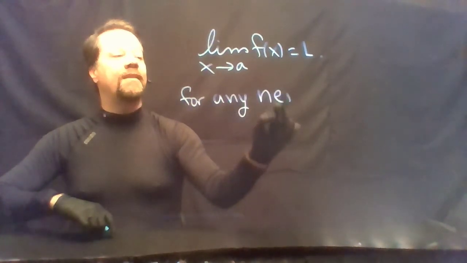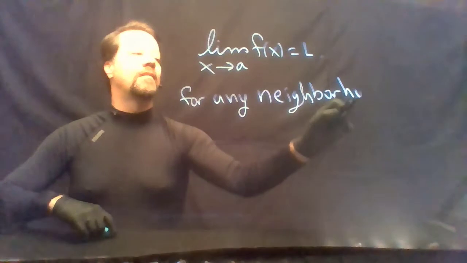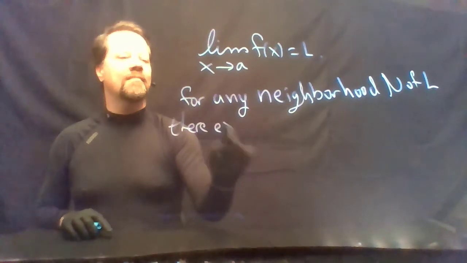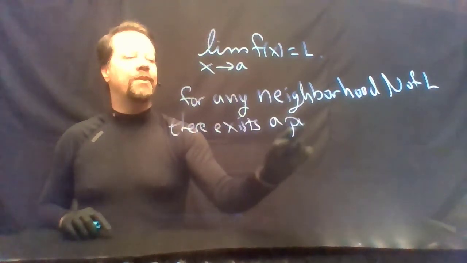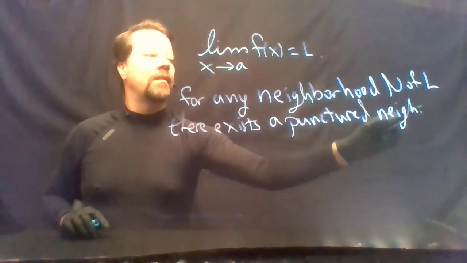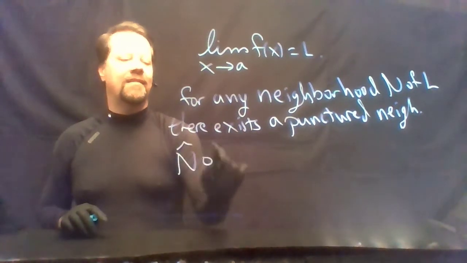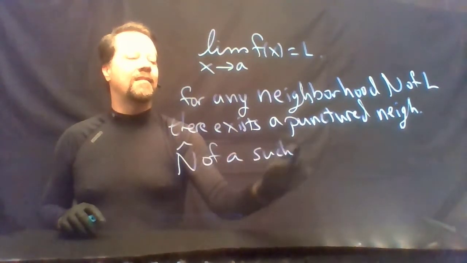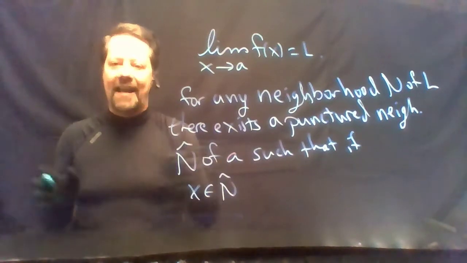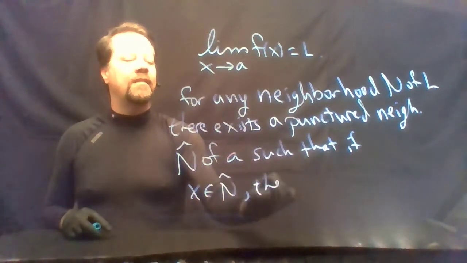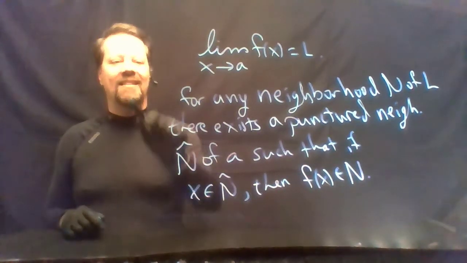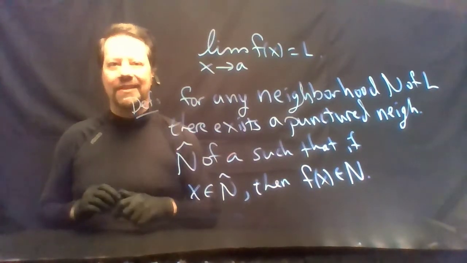For any neighborhood N of L, there exists a punctured neighborhood N hat of A such that if x is within that punctured neighborhood in the domain, then f of x lies within a neighborhood of L. This could have been our topological definition.